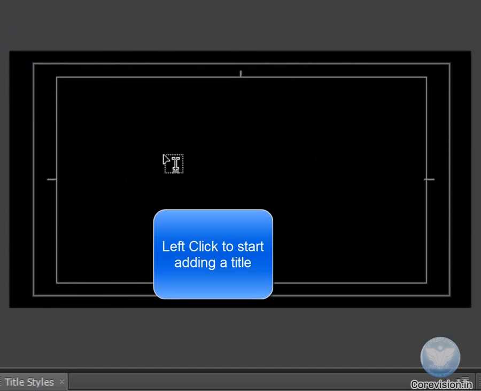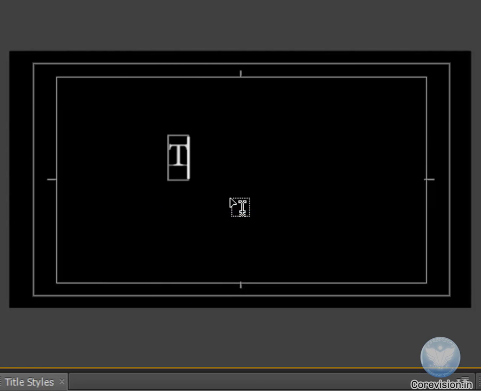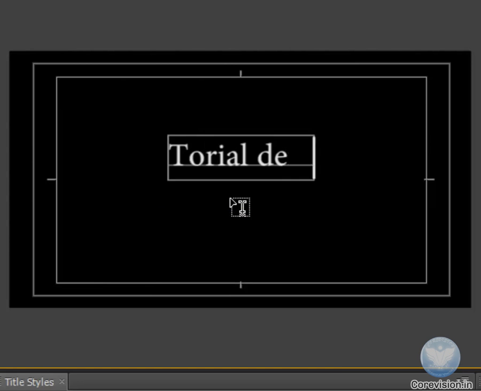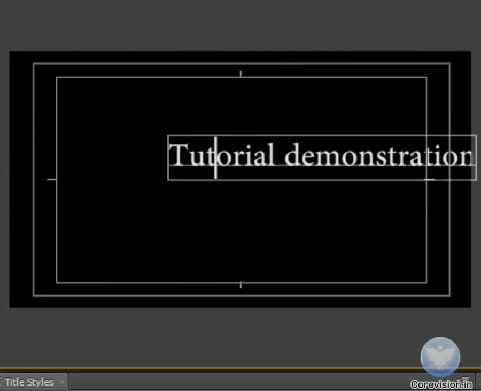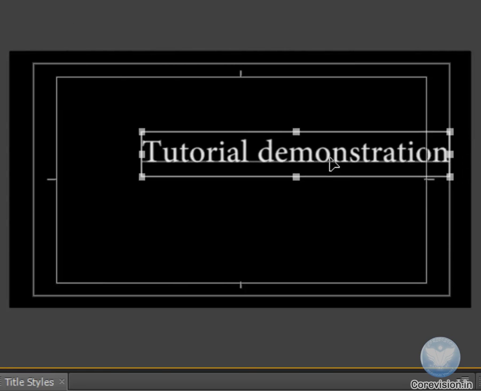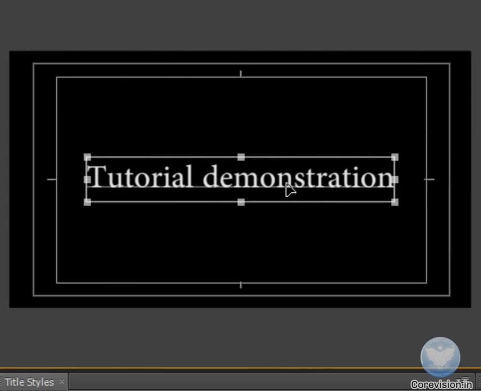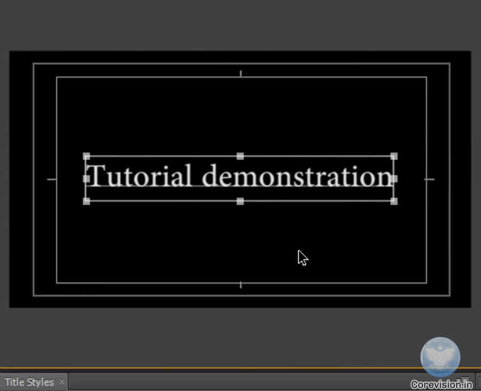Just left click anywhere on the screen to add the title and then type in any title that you wish. Now go and select the selection tool. Left click anywhere on the title and move it to get anywhere you want it to be.